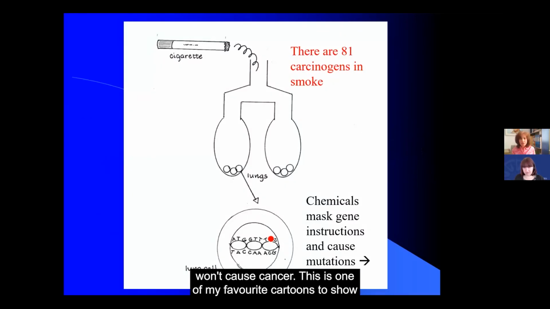Okay, this is one of my favorite cartoons to show how cigarette smoke causes cancer. Note there are 81 different chemicals in cigarette smoke that are carcinogenic, that cause cancer. What happens is the smoke is breathed in. Of course, it's your lung cells that are exposed mostly to the smoke. And those chemicals basically stick to your DNA. They mask the code. So right now, we don't know really what's underneath that letter.